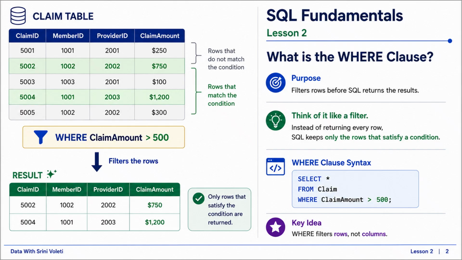Before we move on, I would like to emphasize one more important point. The where clause filters rows. It does not remove or modify columns, and it never changes the data stored in the database. The original data remains exactly as it was. The where clause simply controls which rows are displayed in the results of your query. With that foundation in place, we are ready to learn how to build different types of filter conditions using comparison operators.